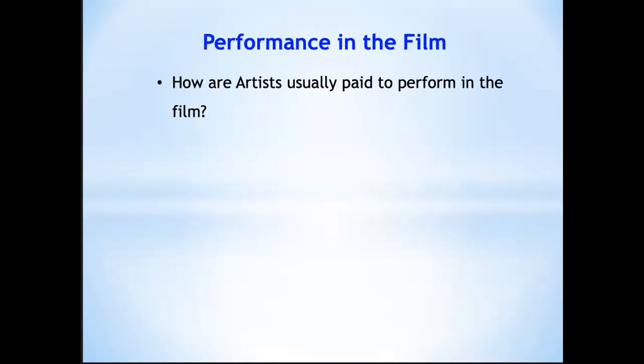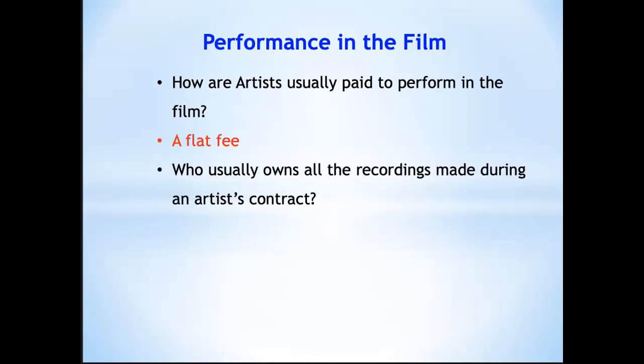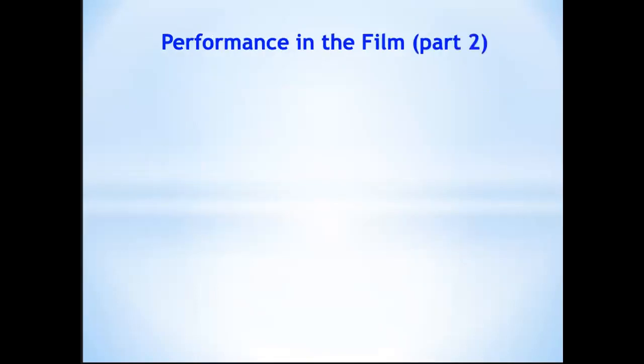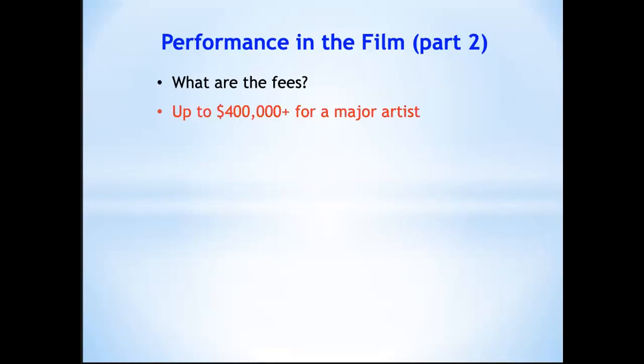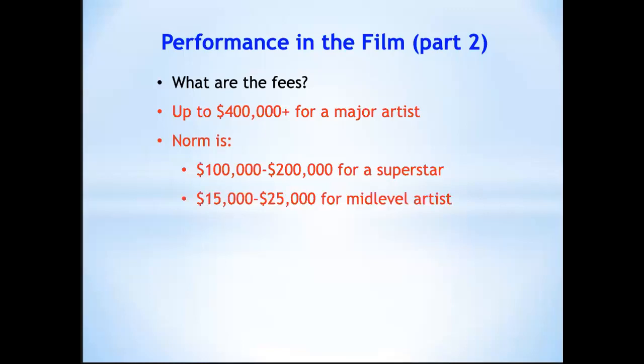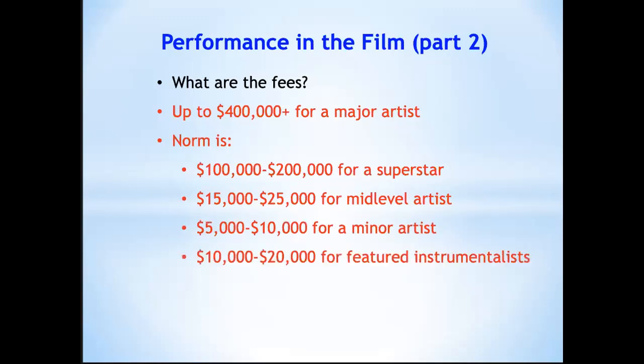How are artists usually paid to perform in the film? They're paid a flat fee, usually. Who usually owns all the recordings made during an artist's contract? Well, it's the record company the artist is signed to. And what are the fees? It could be up to 400,000 for a major artist. The norm is 100 to 200,000 for a superstar, 15 to 25,000 for mid-level artists, 5 to 10,000 for a minor artist, 10 to 20,000 for featured instrumentalists, 100,000 for big names.